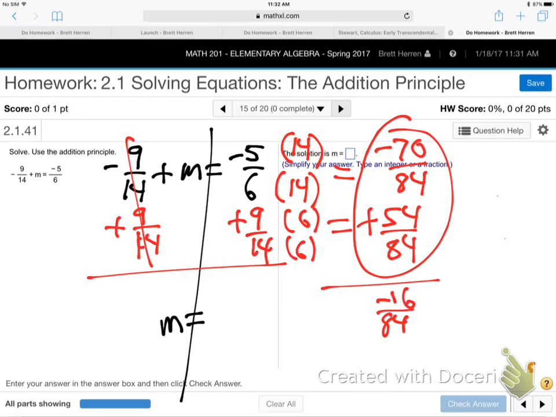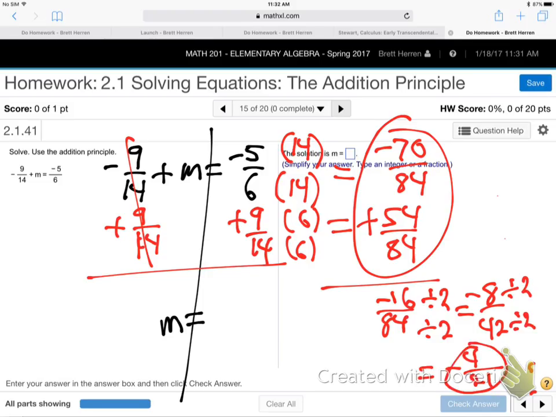Good so far? Yeah. I just did minus 70 plus 54 on the top. Minus 16. Now, that fraction does need to be reduced, doesn't it? Because you can divide top and bottom by 2 at least. Maybe 4. Yeah, 4. I probably should do 4. That'd be even quicker. I'll do it in 2 steps. Minus 8 42nds, and then divide by 2 again. And it'll be minus 4 21sts.